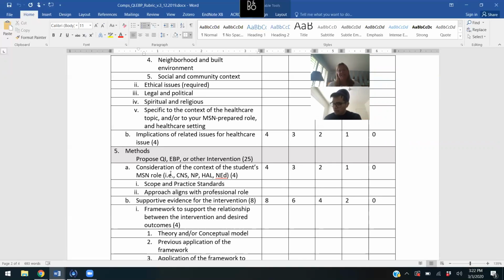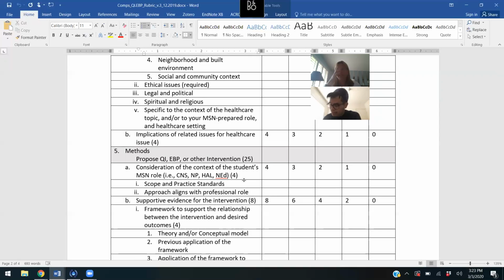And same as a CNS and a nurse educator. So just curious, within methods and the scope and practice standards, that's what I wrote down, is when I discuss the standards of practice of an NP from the American Association of Nurse Practitioners. Is that right? Yep, kind of listing it. That's right. Okay, cool.